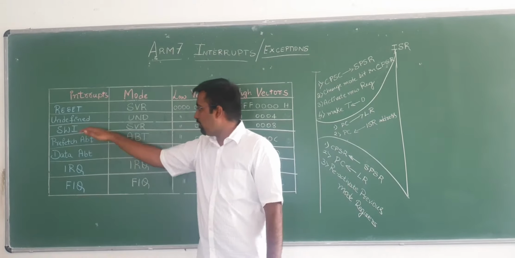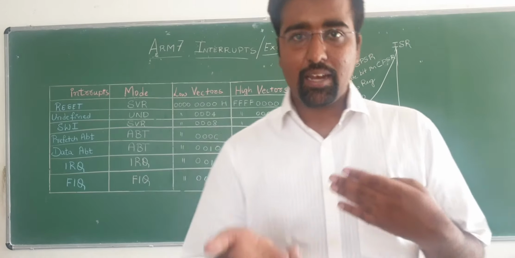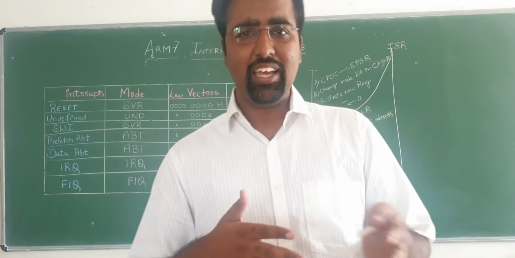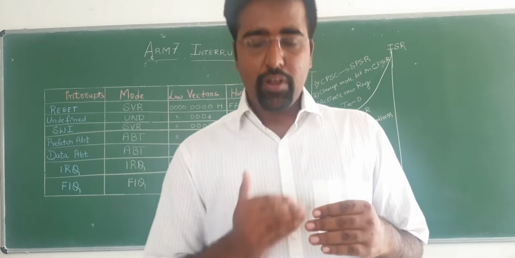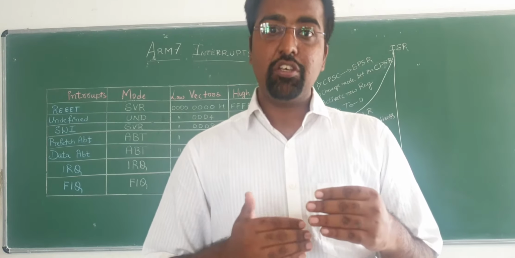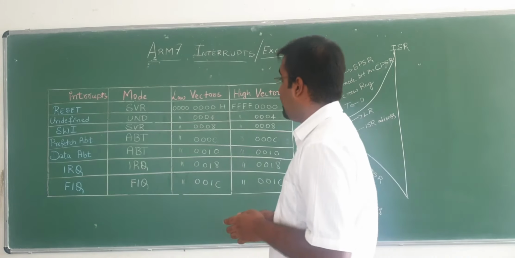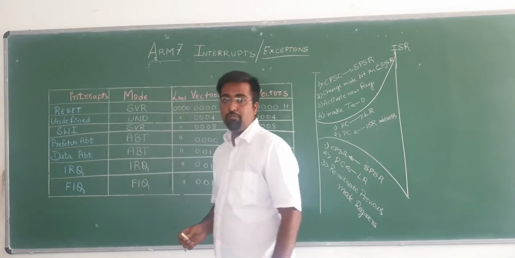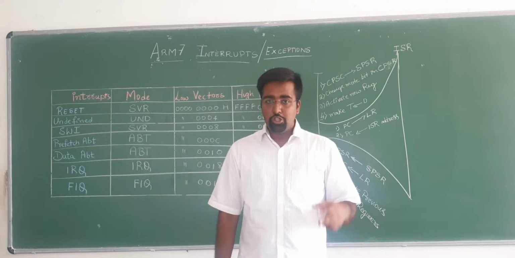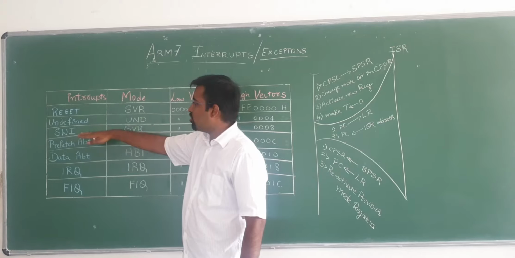Next we have the software interrupt. I told you it is mainly concerned with starting, killing or stopping an application, or installing or uninstalling applications, where you are residing in user mode and you enter kernel mode, the system mode, which is supervisor mode. So 2 interrupts enter supervisor mode: one is reset, another is the software interrupt.